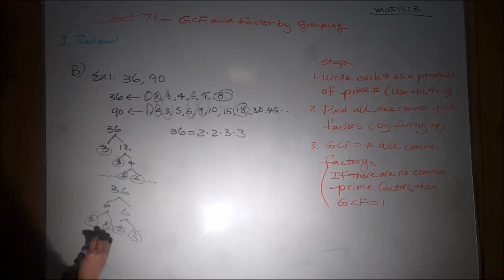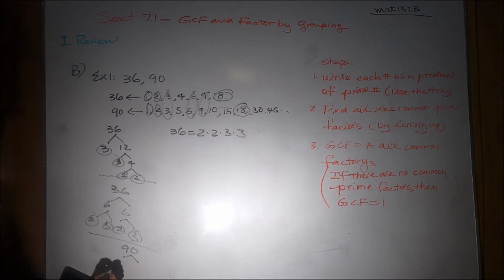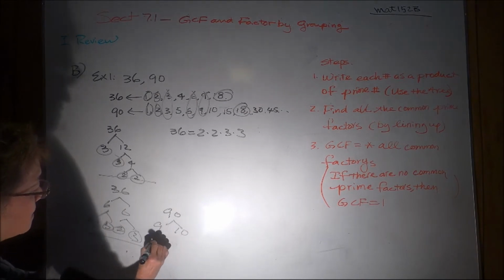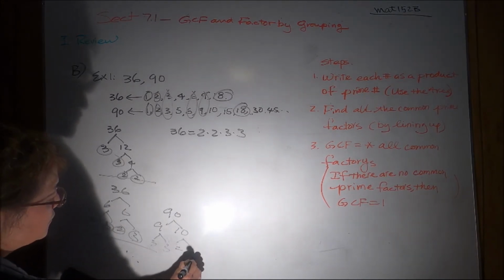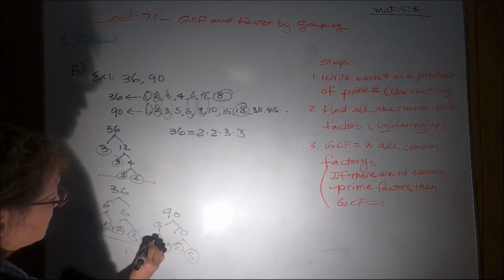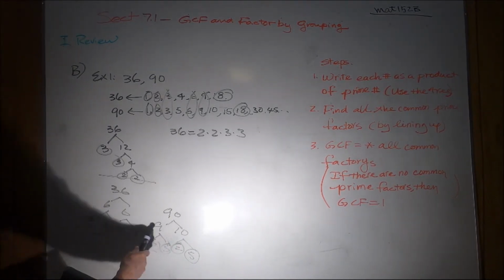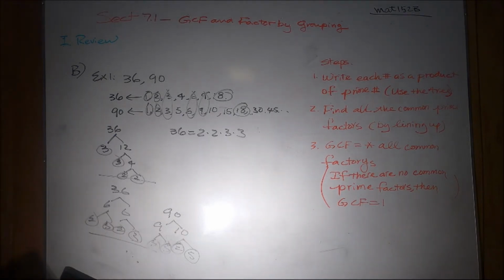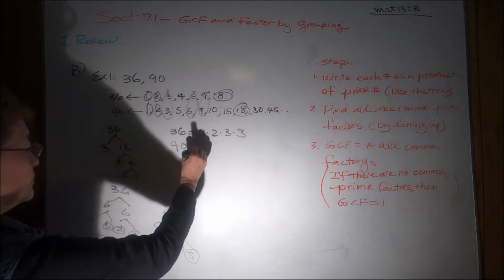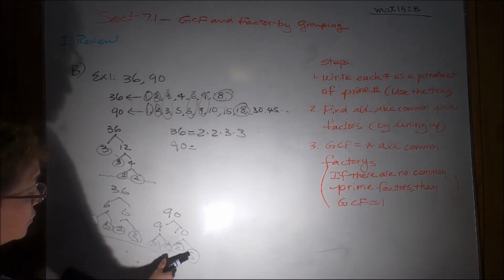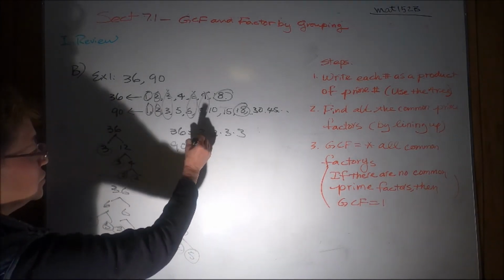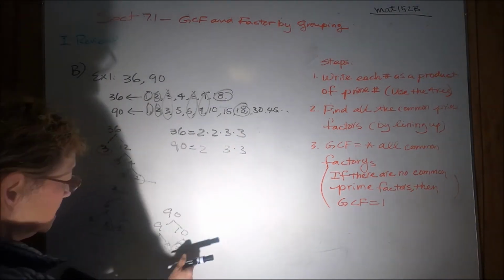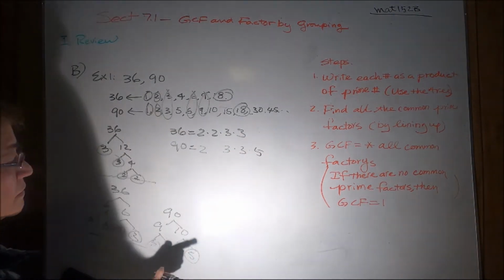Then let's take a look at 90. 90 would be 9 and 10, then 3, 3, 2, 5. You only circle the tree leaves, the smallest ones. The in-between ones we call tree trunks, just temporary to branch the trees, right? So 90 would be 2, 3, 3, 5. So you line up the 2, the 3 with 3, and 3 and 5, right?